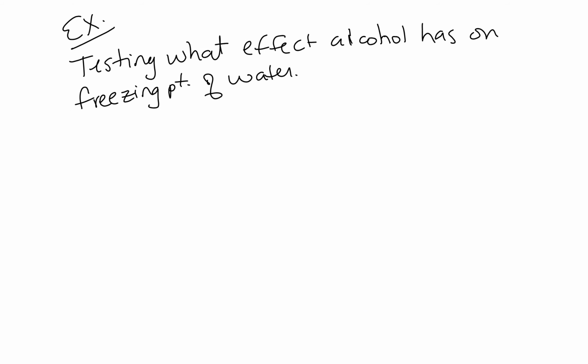Okay, so in this example, let's say we were testing the effect of alcohol, what it has on the freezing point of water. So, you know, if we add alcohol, does it change the freezing point? The independent variable in this case would be the amount of alcohol added. Obviously, we can't change the freezing point by hand. We can't go in there and say, okay, water, freeze at 0 degrees. Okay, water, now freeze at -10 degrees. Okay, the only thing we can change is the amount of alcohol added. So that's our independent variable.